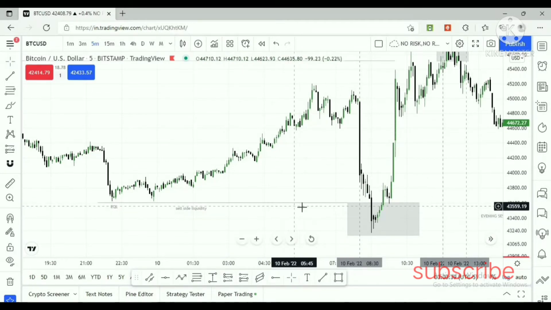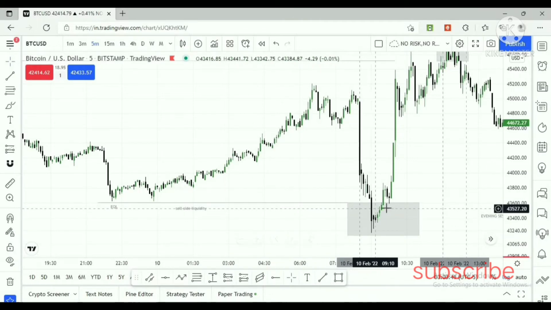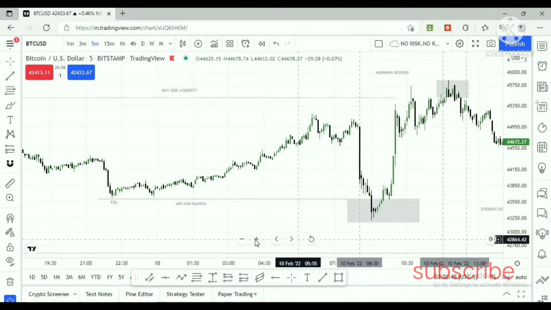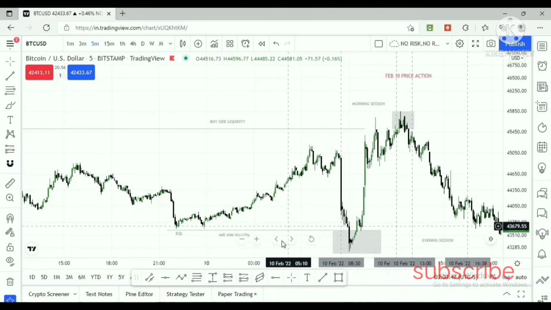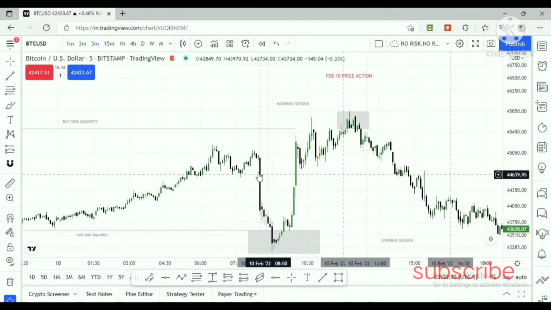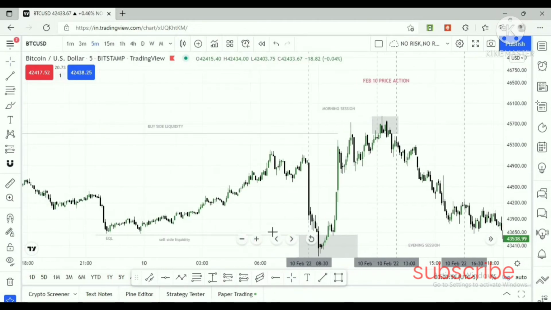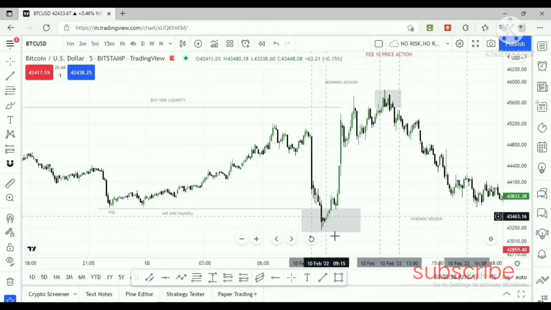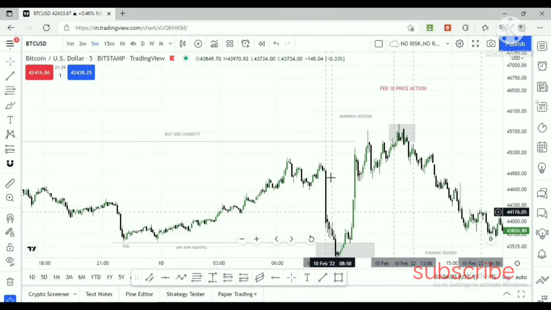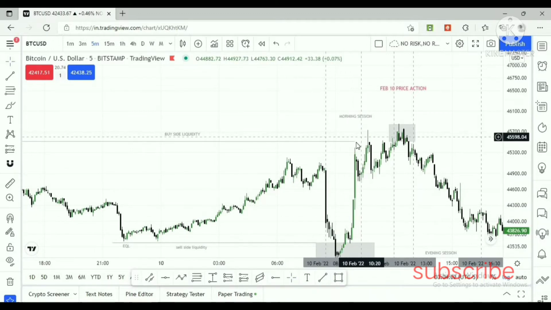See guys, market makers first clear the sell liquidity, that is liquidity pools, and after clearing this liquidity, market makers move in the market to the next liquidity and fill these imbalances, also called rebalancing. See guys, how the market makers move in the market: after clearing this liquidity, market makers rebalance this imbalance and clear the above buy side liquidity.